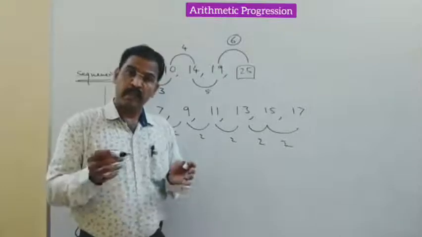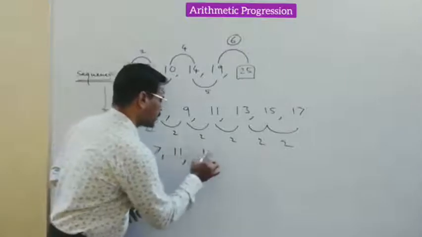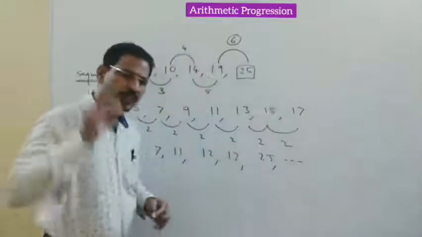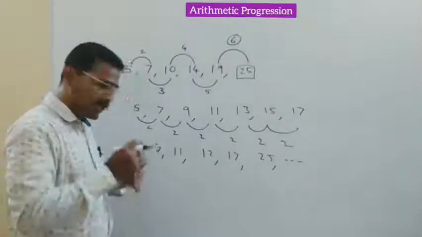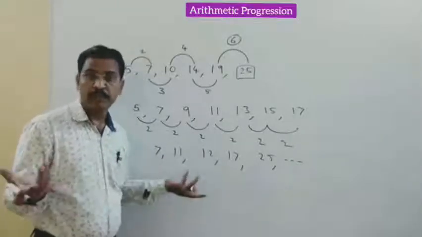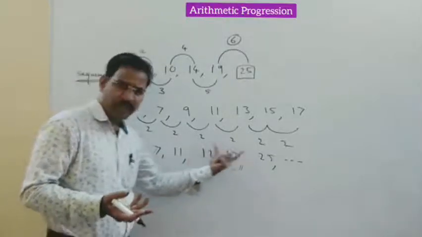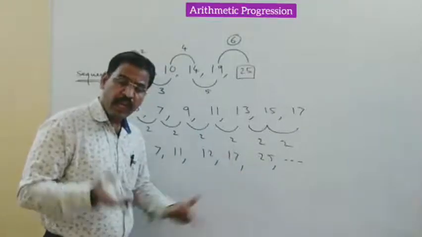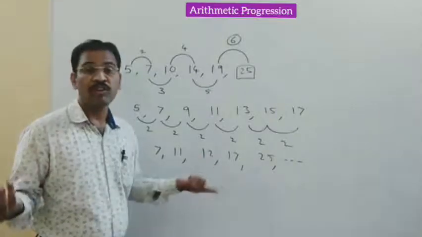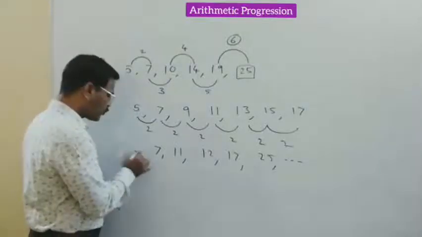But we cannot predict every time. Suppose, see here, this is 7, this is 11, this is 12, this is 17, this is 25, and something. Just see here now. Not always addition only, not always subtraction only. Here maybe there are some different parts. See here, 7, 11, 12. Is there some relation? If there is no relation between two successive terms, then we cannot say it is a sequence. So this is not a sequence.